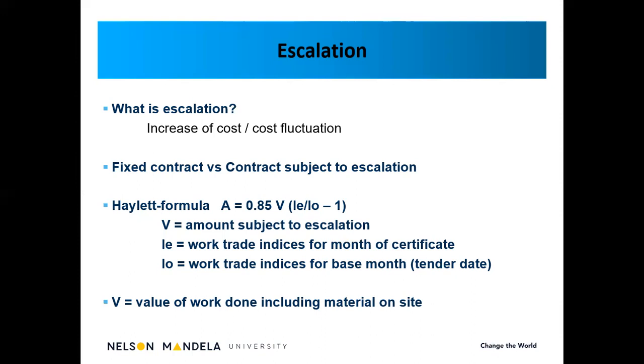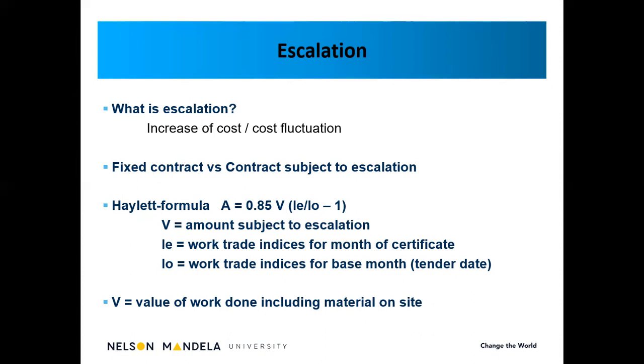will be the IO. So the formula for escalation, the Hallett formula, is 0.85 times V, in brackets, indices IE divided by IO, less 1. The V value is the value of work done, including materials on site. In other words, what we've also stated now is that the V is subject to escalation.